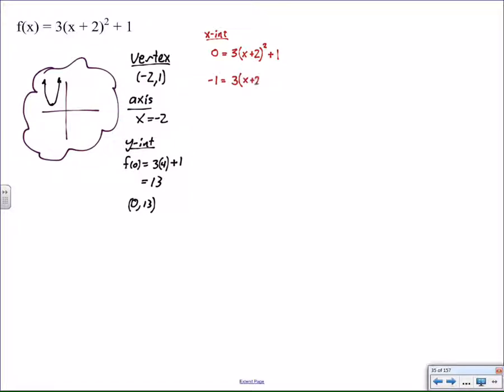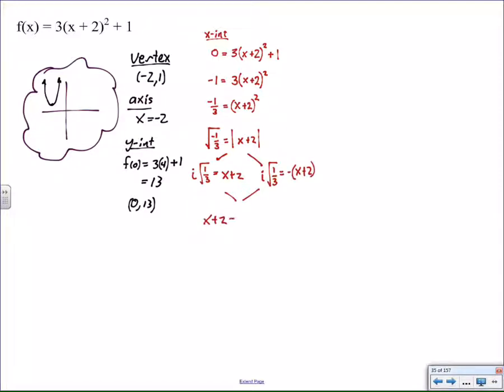Nonetheless, I subtract 1 from both sides, divide both sides by 3, and square root both sides. Remember, they take the absolute value on the right. On the left, instead of square root of negative 1/3, we have i square root of 1/3. And we do the positive situation, the negative situation, regroup, and solve. What makes this fun is I can actually take one of these two solutions. One's negative 2 plus i square root of 1/3. One's negative 2 minus i square root of 1/3.